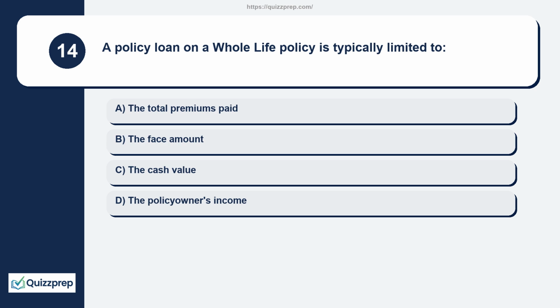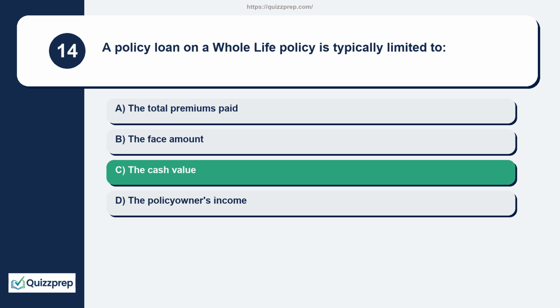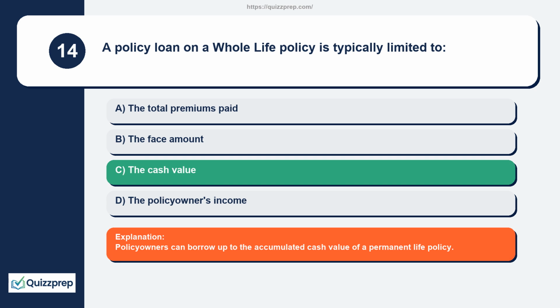Question 14. A policy loan on a whole life policy is typically limited to the total premiums paid, the face amount, the cash value, the policy owner's income. Policy owners can borrow up to the accumulated cash value of a permanent life policy.